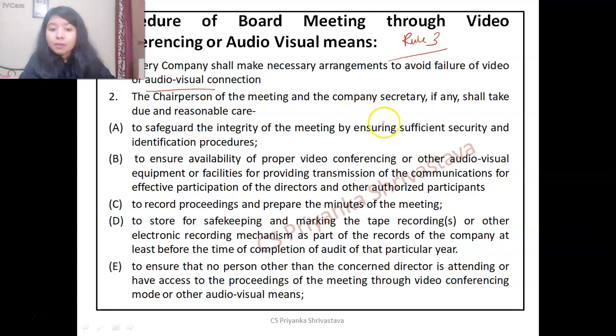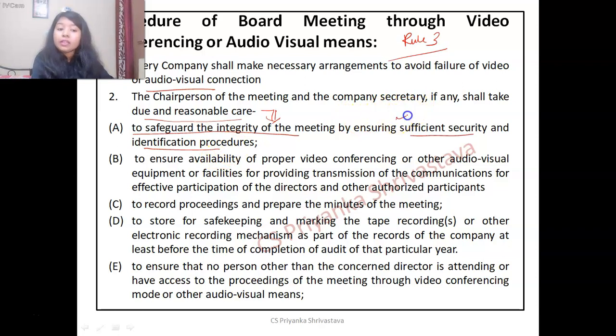Okay, and the chairperson of the meeting and the company secretary, if any, shall take due and reasonable care of the following things. First is to safeguard the integrity of the meeting. So basically they need to take care to ensure that the integrity of the meeting is maintained, sufficient security is there in the meeting, and an identification procedure is being adopted.